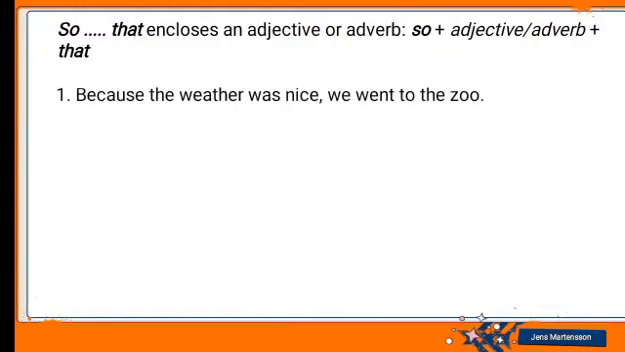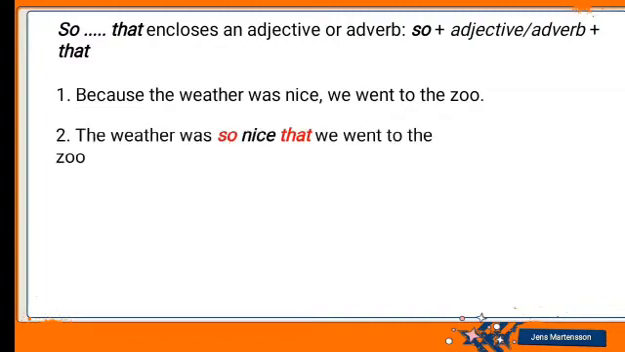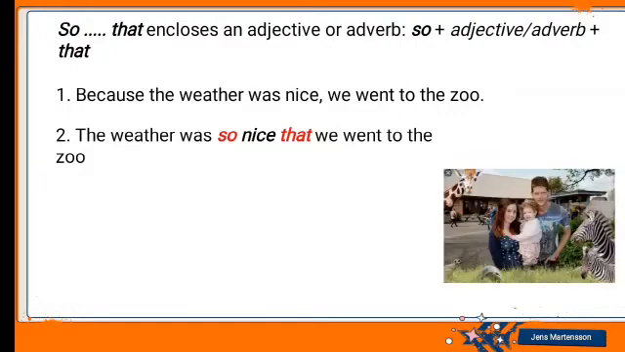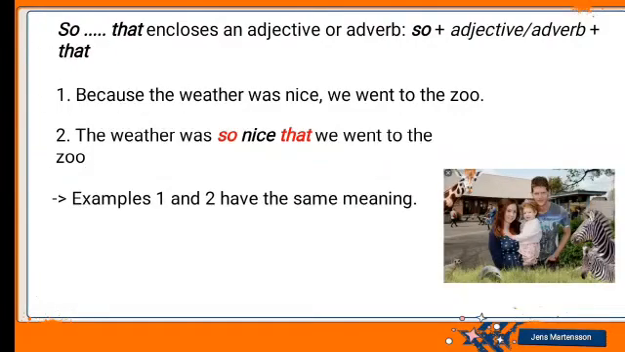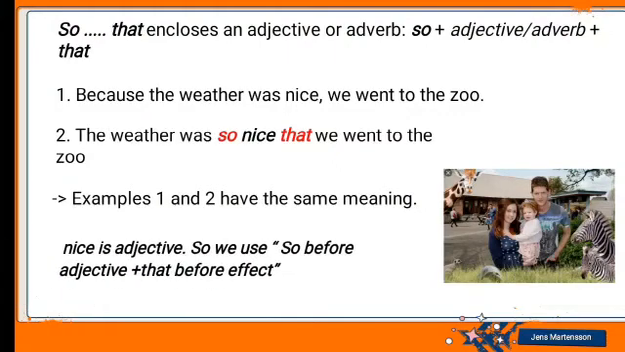Because the weather was nice, we went to the zoo. The weather was so nice that we went to the zoo. Examples 1 and 2 have the same meaning. Nice is an adjective, so we use so before the adjective, and that before the effect.